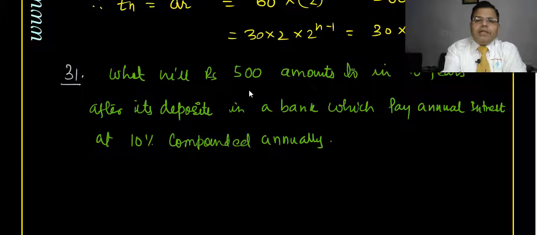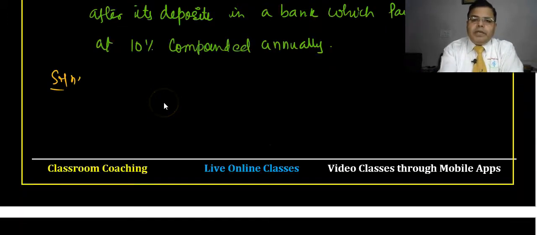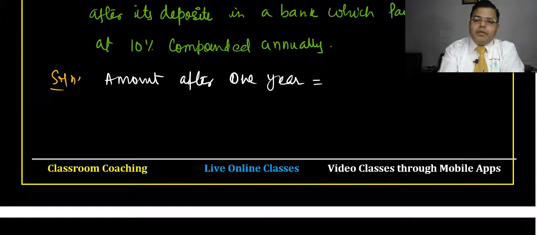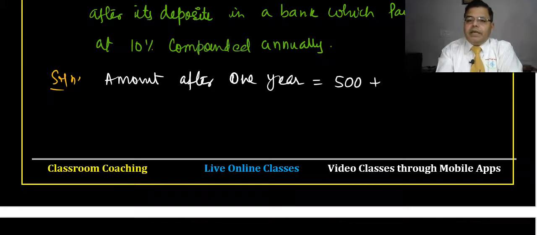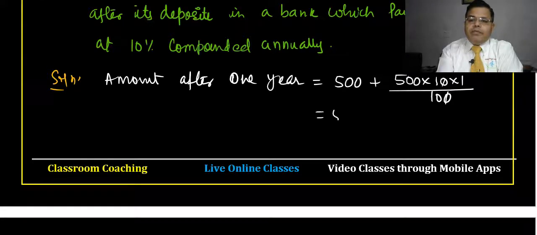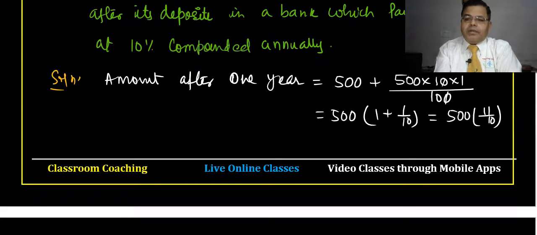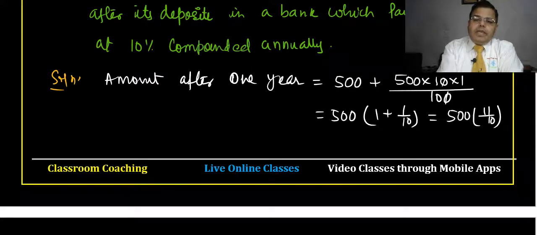Right. So at the end of the first year, what will happen? The amount will increase. Amount after one year will be 500 principal plus interest. And interest is 500 into 10 by 100. So this can be written as 500 into 1 plus 1 by 10, that is 500 into 11 by 10. This is for 1 year; for 2 years it will be like this, for 3 years the power will be 3. So there is a formula every time.